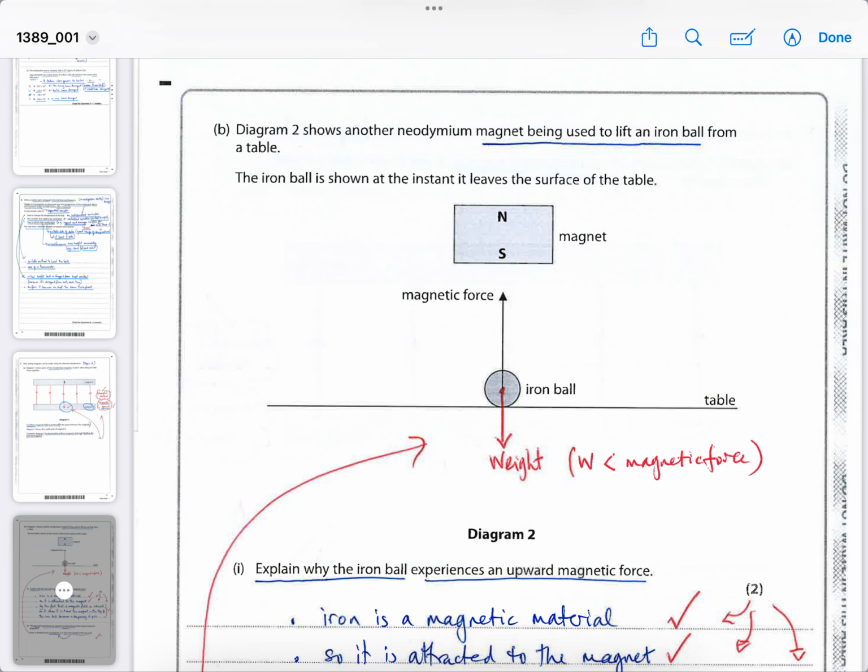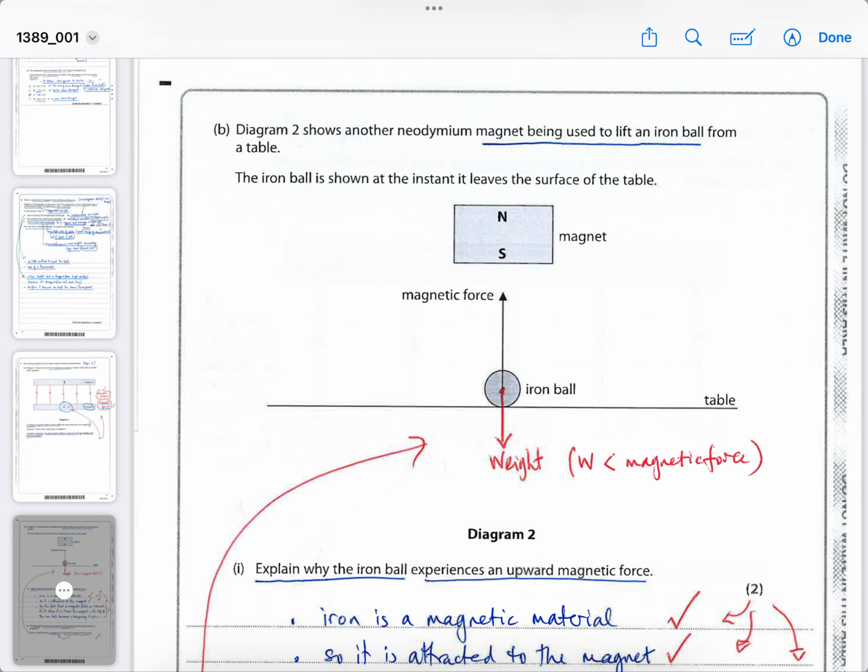Diagram 2 shows the magnet being used to lift an iron ball. The iron ball is shown at the instant it leaves the surface of the table. So there's a magnetic force upwards. I've drawn the weight downwards. It's coming up later on.